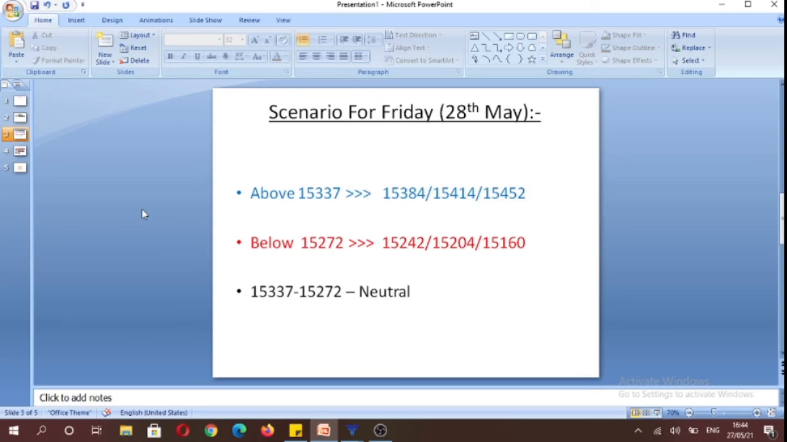And the neutral price range for tomorrow is going to be 15,337 to 15,272, in which one can refrain from making any trades in the index.